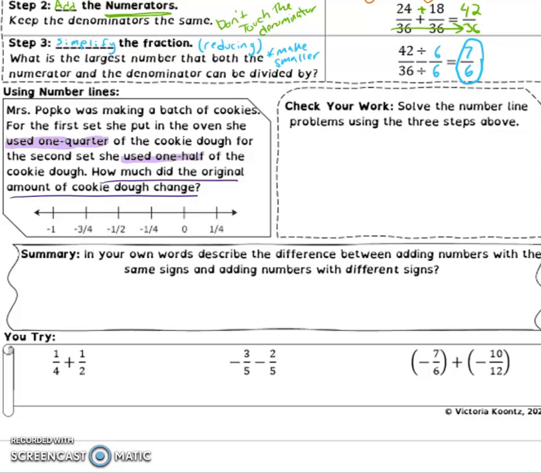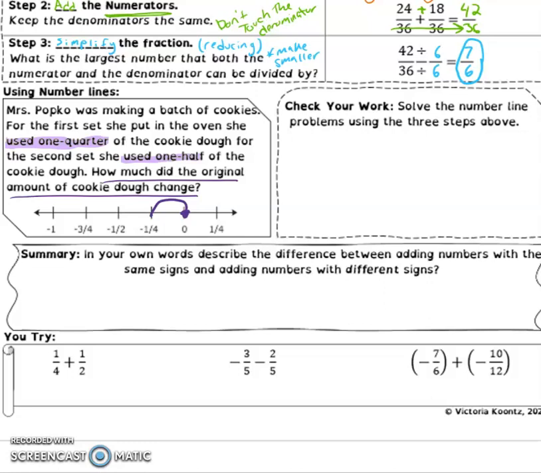So first, none of the cookie dough was missing, right? And then when she used it, are we adding to the cookie dough or are we taking away from the cookie dough? Well, if we're using it, we're taking away. It's not getting bigger, it's getting less, right? So we're taking away 1/4 of the cookie dough. But then she used 1/2 of the cookie dough, so we're taking away 1/2.